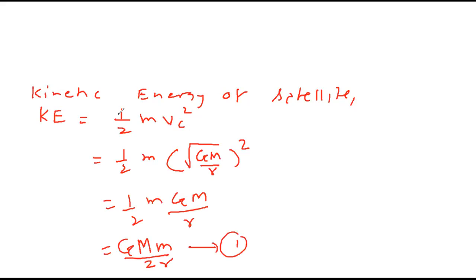Kinetic energy, we all know it is half m velocity squared. Vc, that velocity I have derived, are you remembering? We have derived vc is root GM by R. Yes, sir. So I put its value in this, root and square cancel, and GM by R came. So the formula for kinetic energy is GMm upon 2R. Equation 1. Copy.